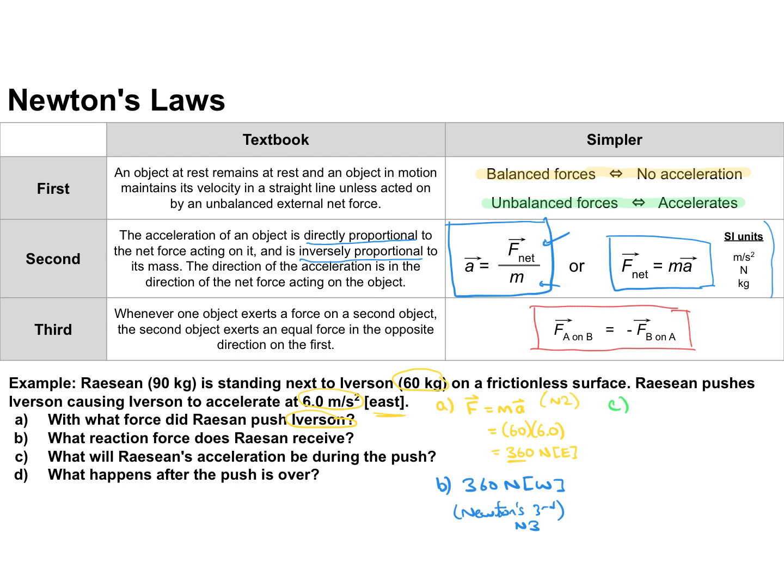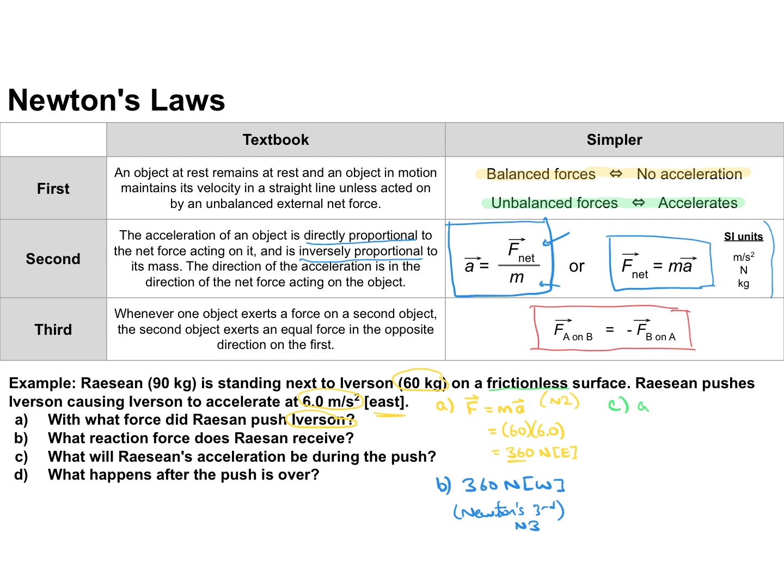So the same thing happens here. Rayshawn pushes Iverson, but because the surface is frictionless, Rayshawn doesn't have anything to grip his shoes on. He's got nothing to brace himself with, so he's going to end up sliding backwards. And we'll calculate his acceleration moving backwards.